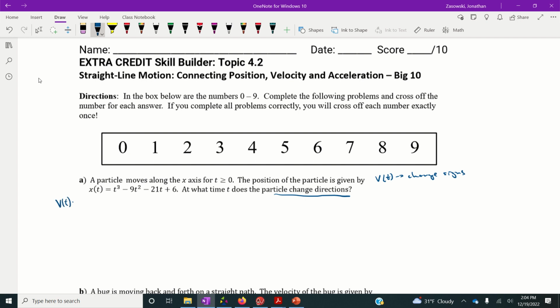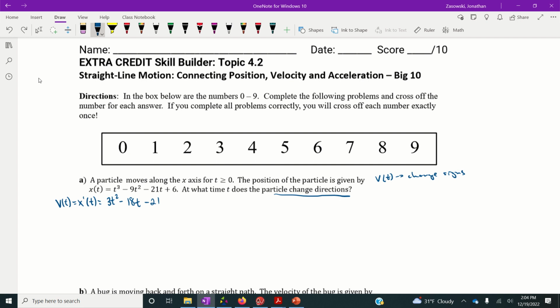Okay, so v of t is going to be x prime of t. And so we take this derivative, we're going to get 2t cubed, 3t squared. Remember, move the exponent in front. Minus, bring that 2 in front and make it 18t. And then minus 21, and this just becomes a plus 0 on the end, so we can just leave it off for ourselves.